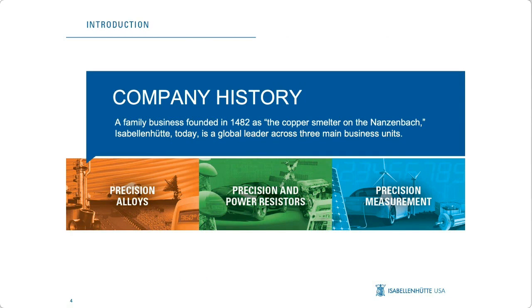Isabellenhütte is actually one of the oldest companies in Europe. It was first founded in the year 1482, first mentioned in a document back then, and it started off as a copper smelter. Today, we're a global leader across three business units, which are precision alloys, precision and power resistors, and precision measurement. In precision alloys, we don't do copper anymore, but we do thermoelectric and resistive alloys. And from these alloys, we actually produce our power resistors, our shunt resistors. So we have a very deep vertical integration in this company.